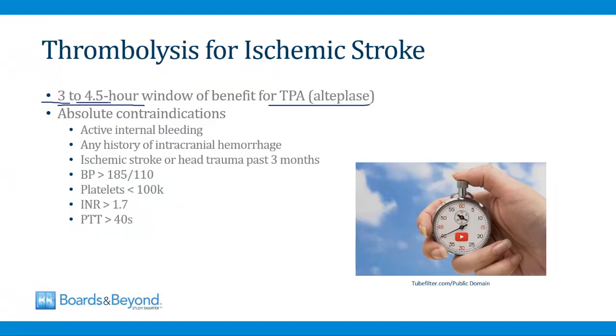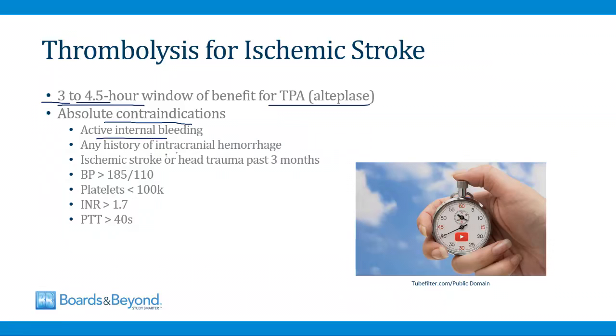Once you identify that the patient is in the window where thrombolysis is an option, you need to decide whether they have any contraindications. And all these are things that make the bleeding risk of thrombolysis so high that it's not indicated. There are lots of different contraindications for thrombolysis, but I've listed the most important ones on this slide. So the patient cannot have any active internal bleeding, obviously, because that would make thrombolysis way too dangerous.